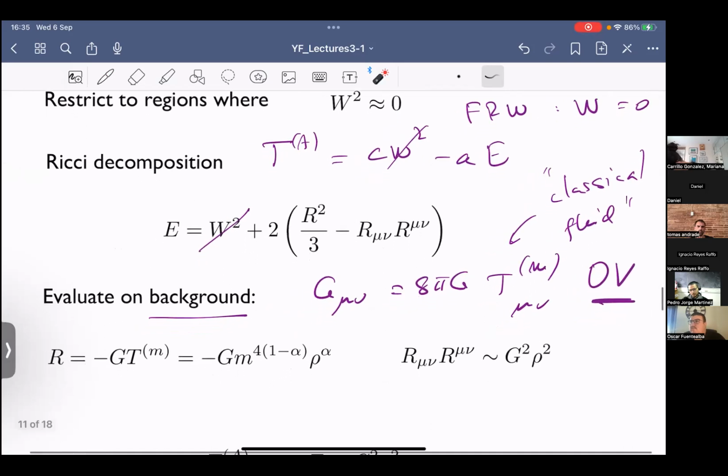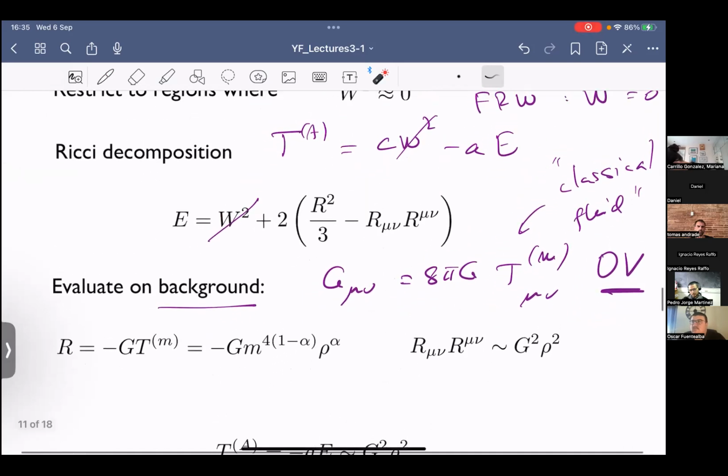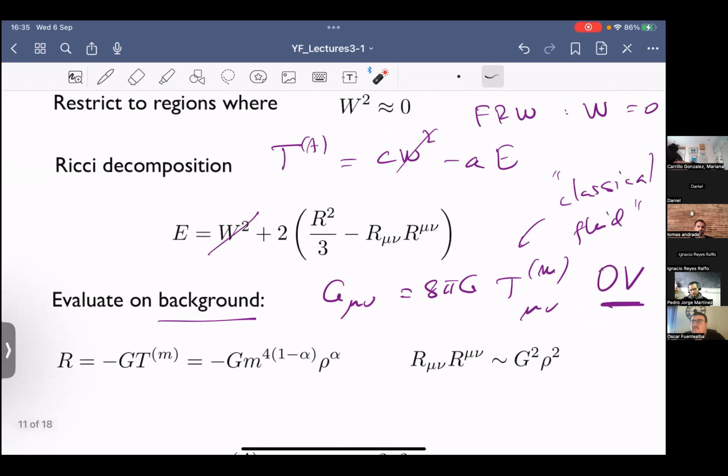So, as we talked about yesterday, if you take the trace of the Einstein equations in 4 dimensions, you get the Ricci scalar on the one hand side, and then the trace of the stress tensor on the other. Now here we have the trace of the background stress tensor. That's the fluid, right? And we already saw this is an assumption.